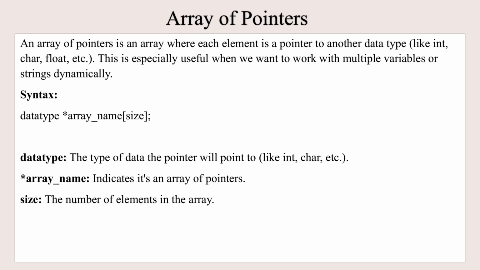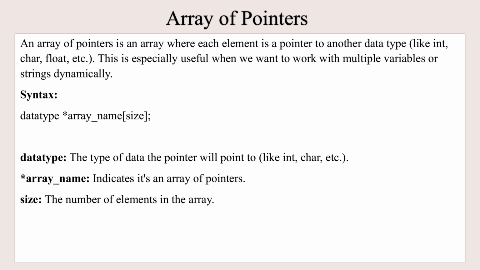Array of pointers. An array of pointers is an array where each element is a pointer to another data type like int, char, float, etc. This is especially useful when we want to work with multiple variables or strings dynamically. Syntax: data_type *array_name[size].